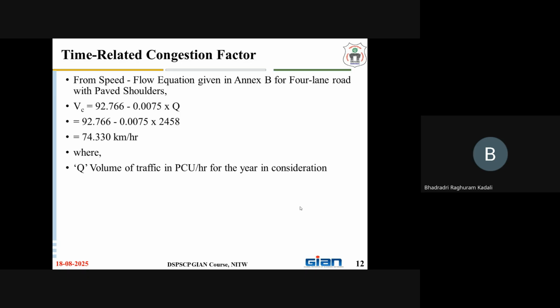So any questions up to this point? Why do we need to have two different congestion factors? Why is it important to have a time related congestion factor? Why do we have the distance related congestion factor? Any thought process on that? If you ask some questions, then it will be interesting. Otherwise, it will be boring for you.